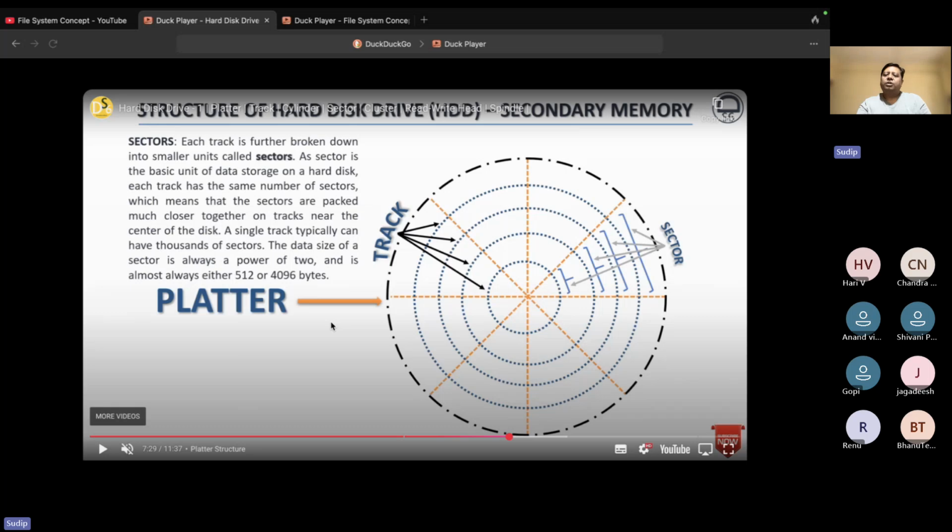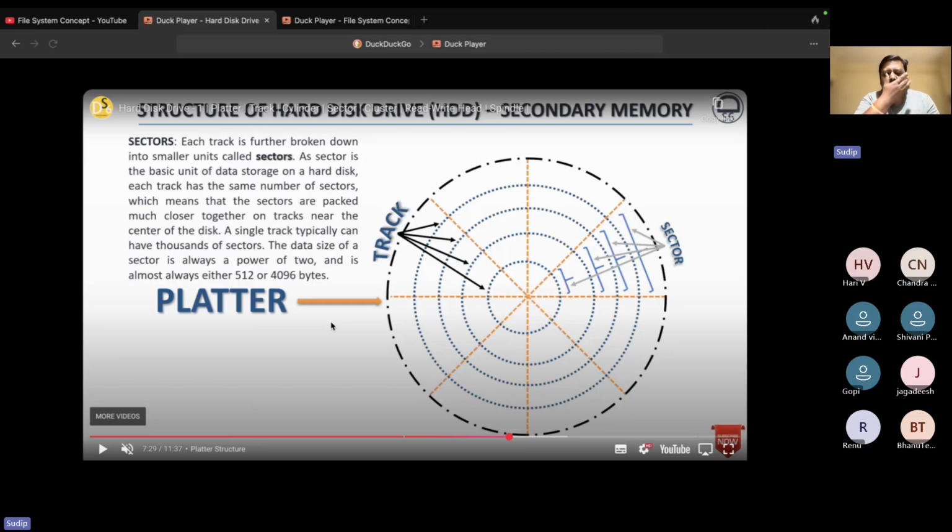Power of 2 means what? 2 to the power something. Like 2 square is 4, 2 cube is 8, 2 to the power 4 is 16, and so on and so forth, right? So it will always be 2 to the power something. Why 2 to the power? Because of binary, because it's ultimately zeros and ones, right?